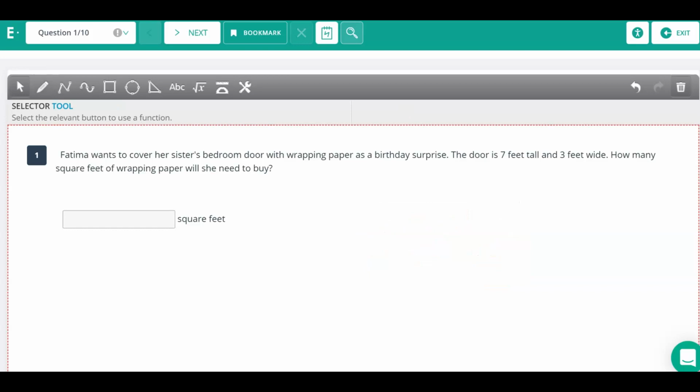All right, let's begin with number 1. Please make sure that your notepad is open. Fatima wants to cover her sister's bedroom door with wrapping paper as a birthday surprise. The door is 7 feet tall and 3 feet wide. How many square feet of wrapping paper will she need to buy?